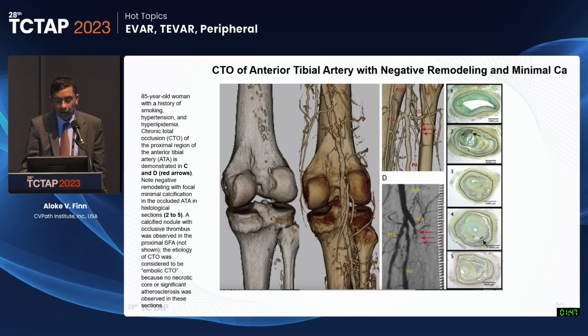Here's an example of a CT scan of peripheral vascular disease from a patient, an 85-year-old woman. She had multiple risk factors. She had a CTO of the proximal anterior tibial artery, which you can see there on the angiogram in D. Note the negative remodeling, there was minimal calcification, and there was an occluded ATA with really not very much underlying atherosclerosis, and the etiology was thought to be an upstream calcified nodule.